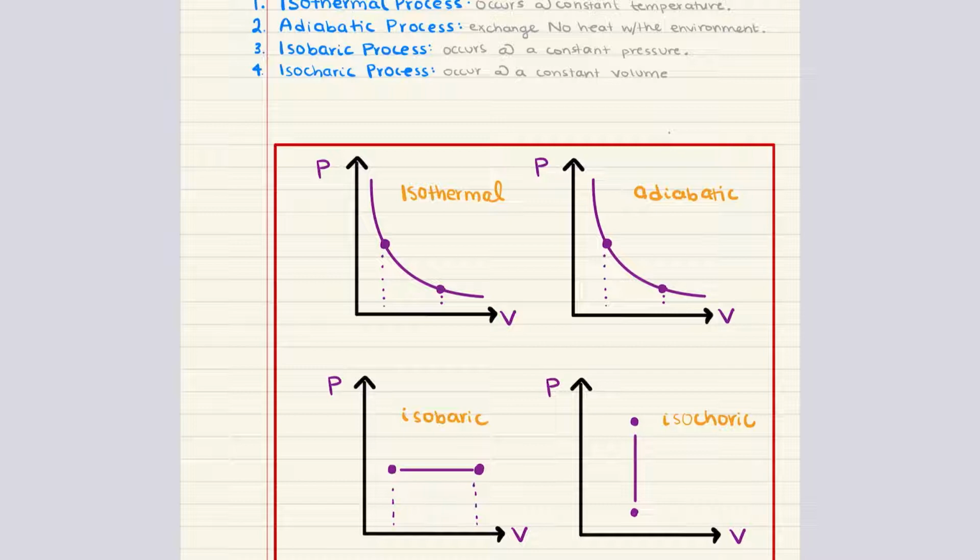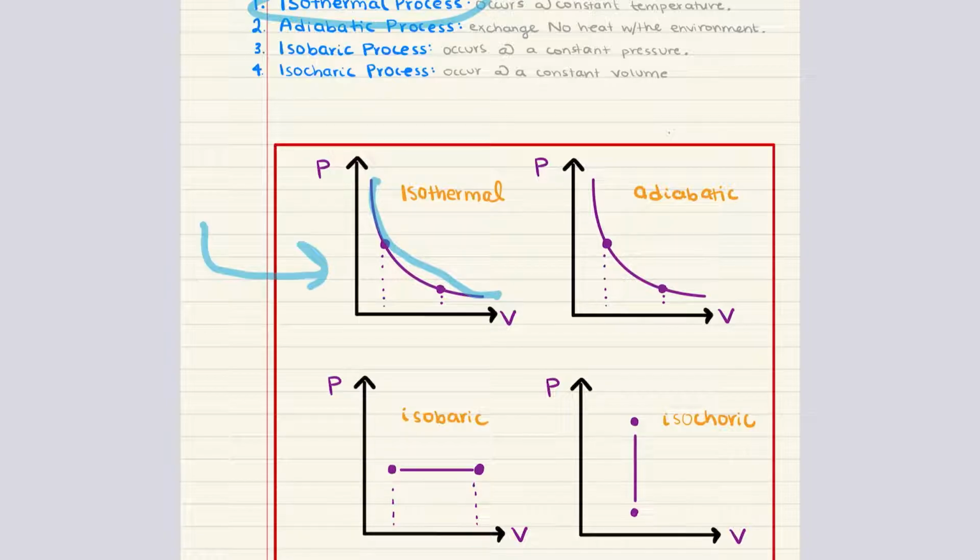Let's start with an isothermal process. An isothermal process is characterized by constant temperature. So in such a process, the temperature of the system doesn't change, meaning that any heat added to the system is precisely balanced by the work done by the system. Now, this can be visualized on a pressure versus volume diagram as a hyperbolic curve. The reason for this shape is because at a constant temperature for a given amount of gas, the pressure and volume are inversely proportional.